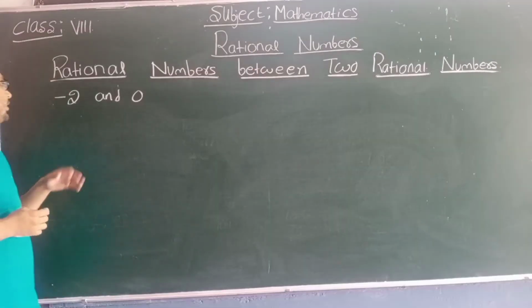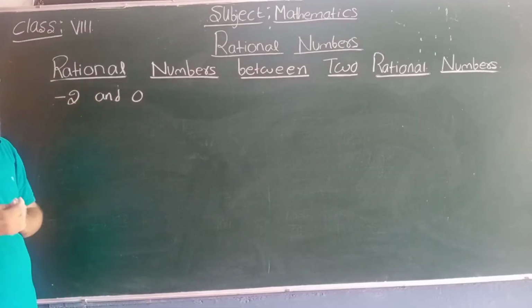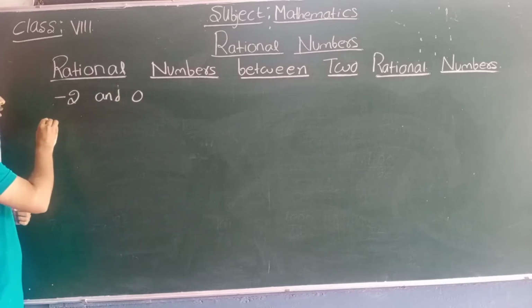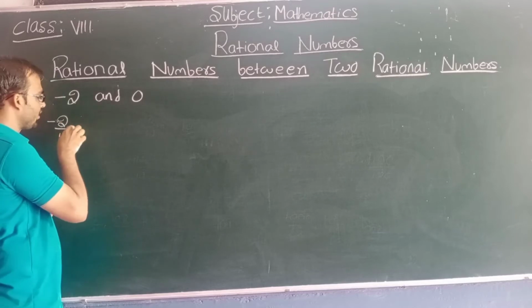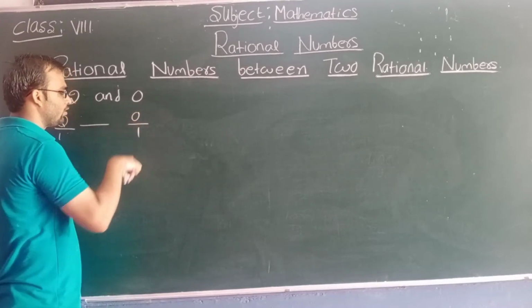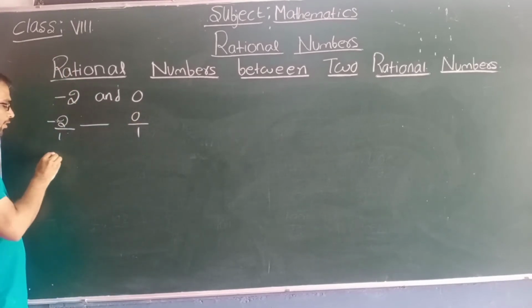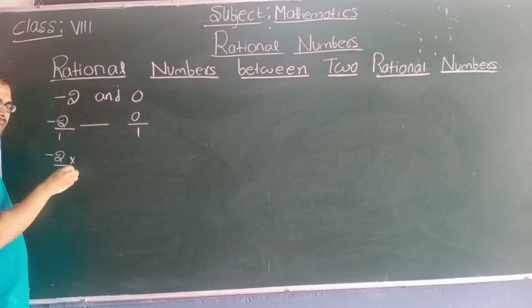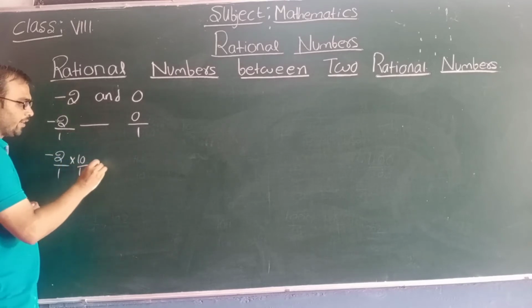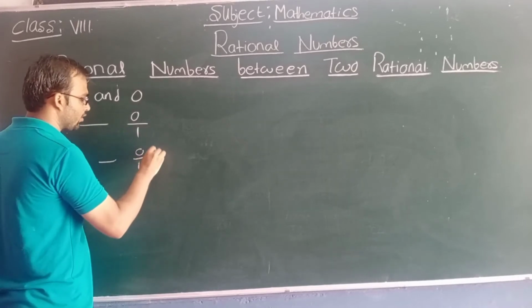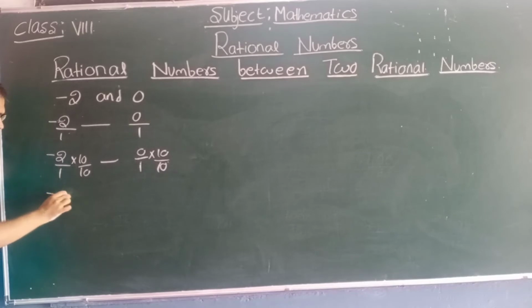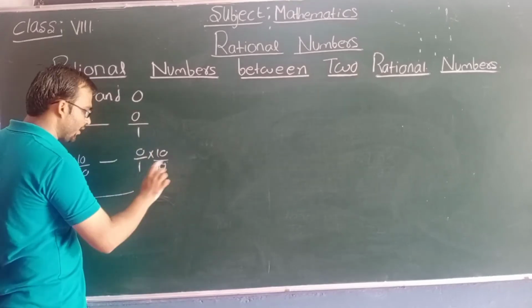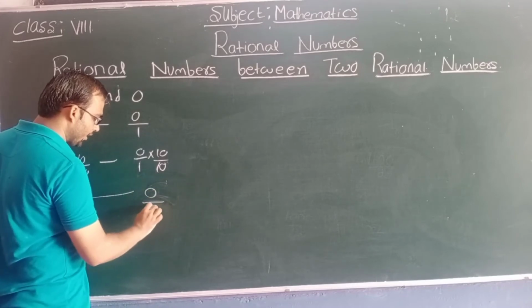Now if I ask you to write the rational numbers between -2 and 0, then how will you write? Same. -2 is written as -2 by 1, and 0 is written as 0 by 1. Again, you need to multiply by any bigger number. Here also I am taking 10 by 10. So -2 into 10 is -20, and 1 into 10 is 10. And 0 into 10 is 0, and 1 into 10 is 10.